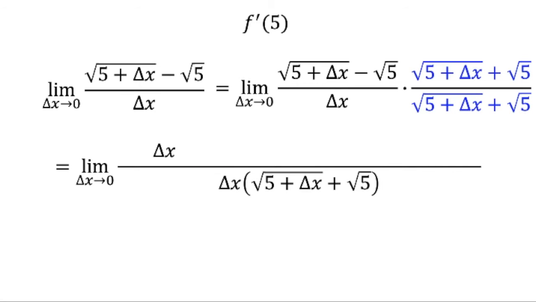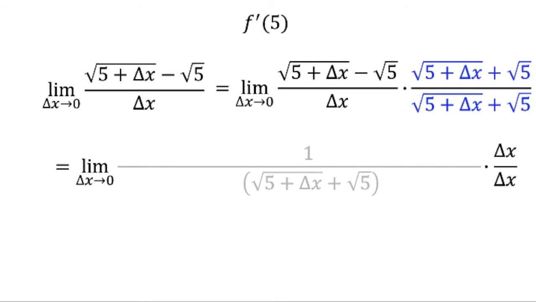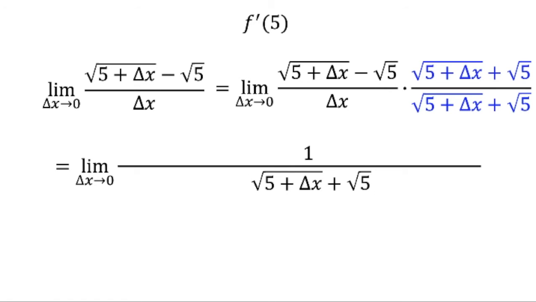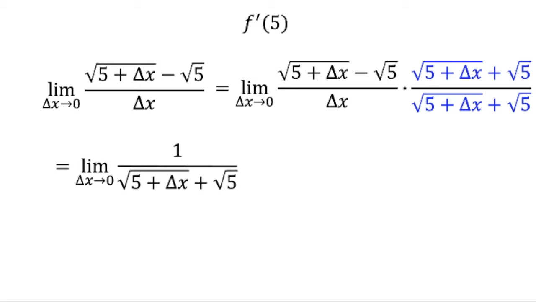Now, both the numerator and denominator of the fraction have a delta x term, which we can factor out, which leaves us with a 1 in the numerator. This new fraction is equivalent to 1, so we can remove it from the product. Let's make this a little more compact. In this limit, delta x is getting closer to 0. So the limiting value of this expression as delta x approaches 0 is 1 divided by square root of 5 plus square root of 5, or simply 1 over 2 root 5.